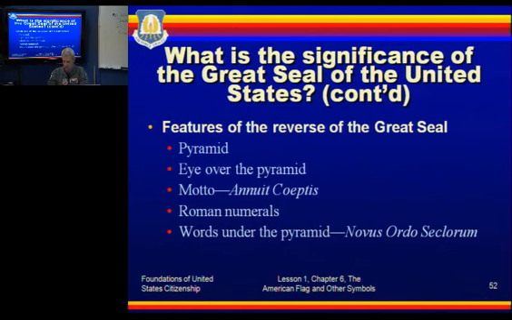Does it say on here? The pyramid on the reverse side of the Great Seal signifies strength and duration. The eye over it, meaning God has favored our undertakings. But why would they put a pyramid, do you think, guys?